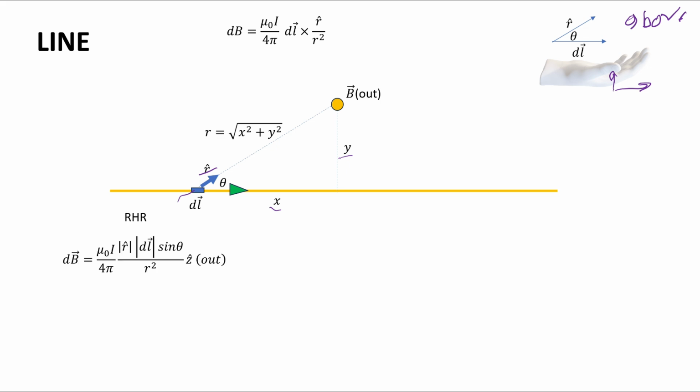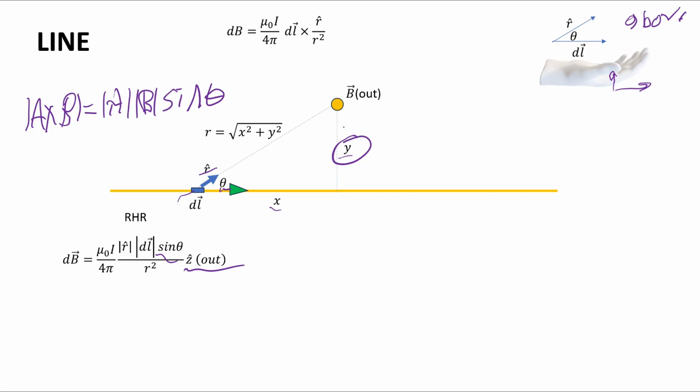Okay, so from the right-hand rule, I know that dB points in the out direction, and the magnitude of A cross B is the magnitude of A times the magnitude of B times the sine of the angle between them. And so that's where that sine theta comes from. Now, I don't particularly care what theta is. I care what sine of theta is. So here's theta, and that's just opposite over hypotenuse. Okay, so I can punch that in. And then if I punch in the value I have for r there, I will end up with this. So that's dB. That's what each piece of the wire contributes.